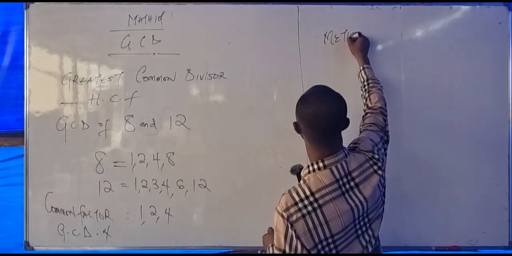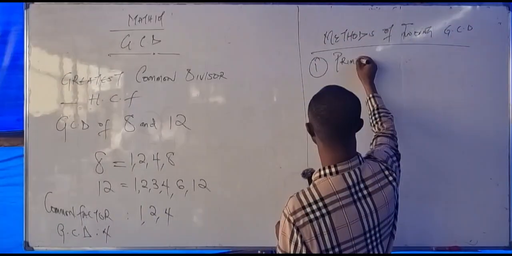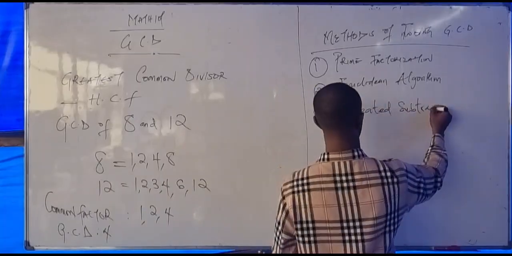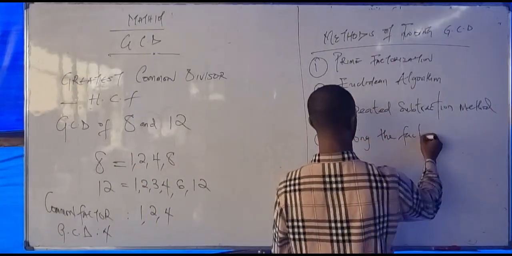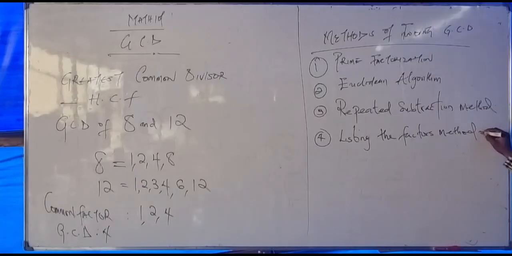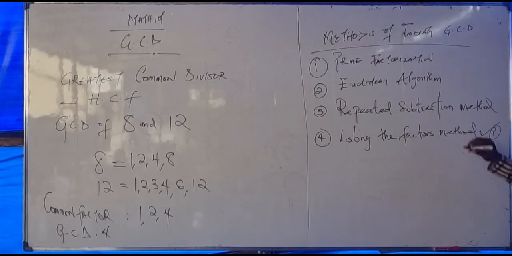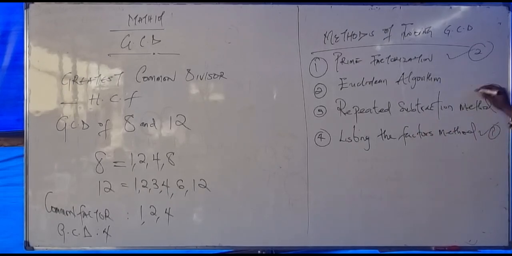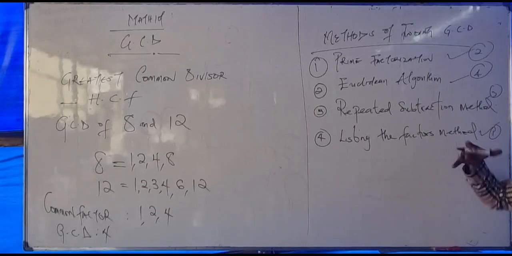Methods. Most of the time it comes this way. The first one is listing the factors. Number 2 is prime factorization. Number 3 is repeated subtraction. The fourth one is the Euclidean algorithm. You can arrange it that way.